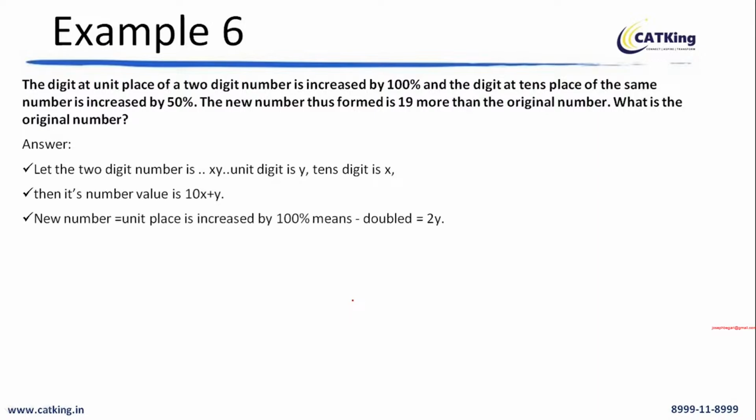So in the new number, the unit place is increased by 100%, meaning it is doubled, so the value of y becomes 2y. The tens place is increased by 50%, meaning if it was 1, it becomes 1.5 times, so it becomes 1.5x.